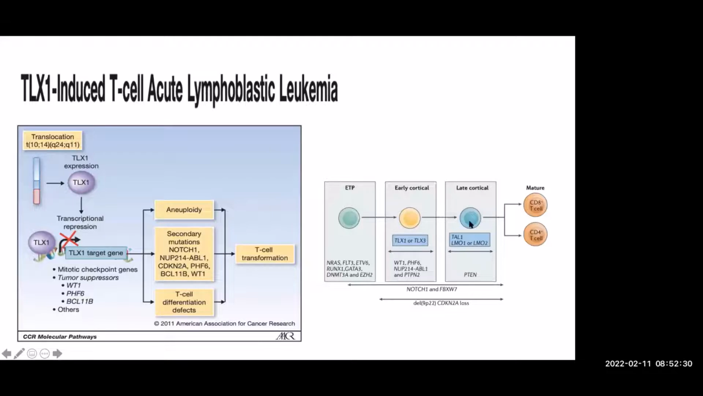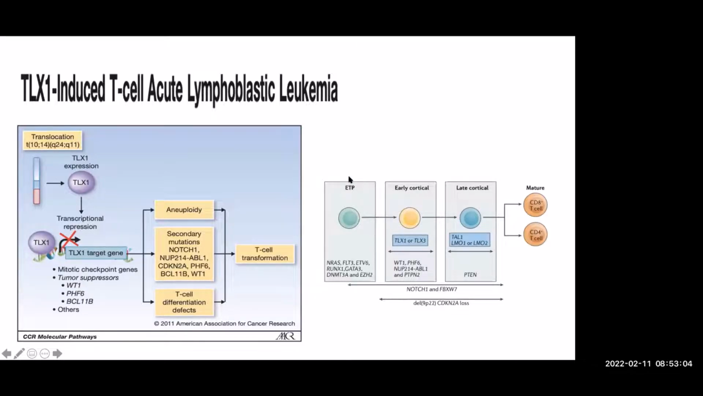So this is the thing we have already seen previously. So based on this, we can say that ETP-ALL arises from the double negative T cells, and the TLX1 and TLX3 subtype of T-ALL arises from early cortical cells, and the TAL type of T-ALL arises from the late cortical cells. And Notch signaling is important for differentiation from early double negative T cells to early cortical T cells.